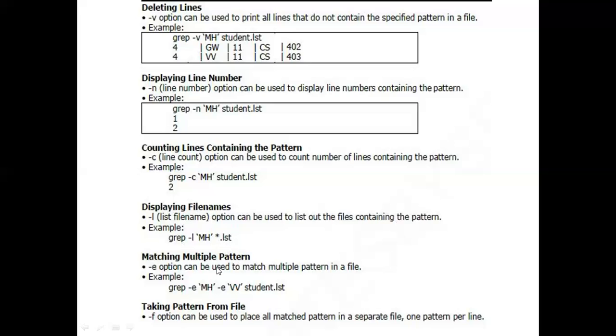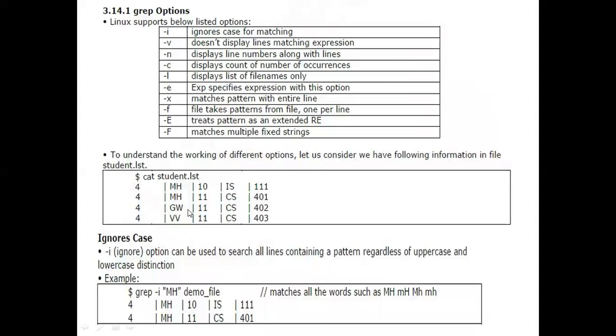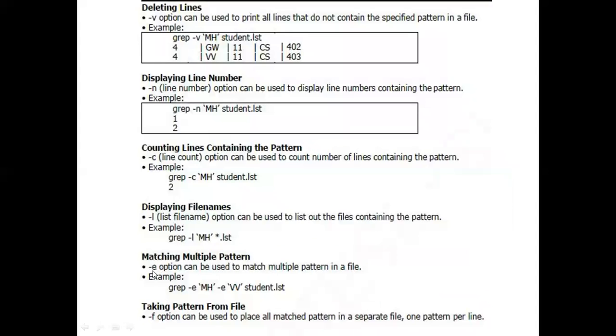Matching multiple patterns. Suppose in a single file, you want to match more than one pattern. So far, we are matching a single pattern called mh. But if you want to match more than one pattern in a single file, then you can make use of the option called -c. So your -c option can be used to match multiple patterns in a given file. As you can see, for example, grep -c is the option I'm using. I'm trying to match mh, and I'm also trying to match VV from this particular file. So I'm trying to match 2 patterns, mh and VV, from the same file student.lst.